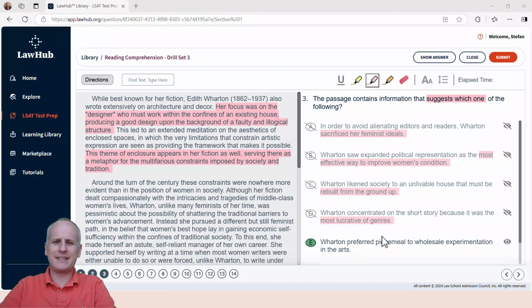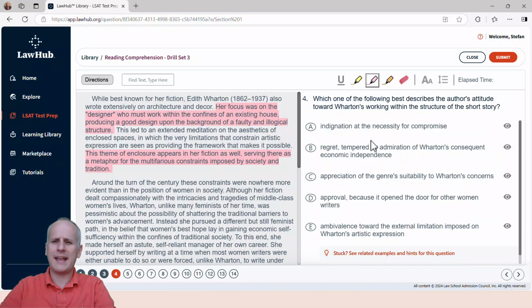We are back at the first paragraph of the first passage of Reading Comprehension Drill Set number 3, and we're going to click ahead to question 4. And as always, we've got our highlights already selected from earlier in evaluating the passage, and we've got our highlight tool ready to identify and mark the task for question 4, which reads, which one of the following best describes the author's attitude toward Wharton's working within the structure of the short story?